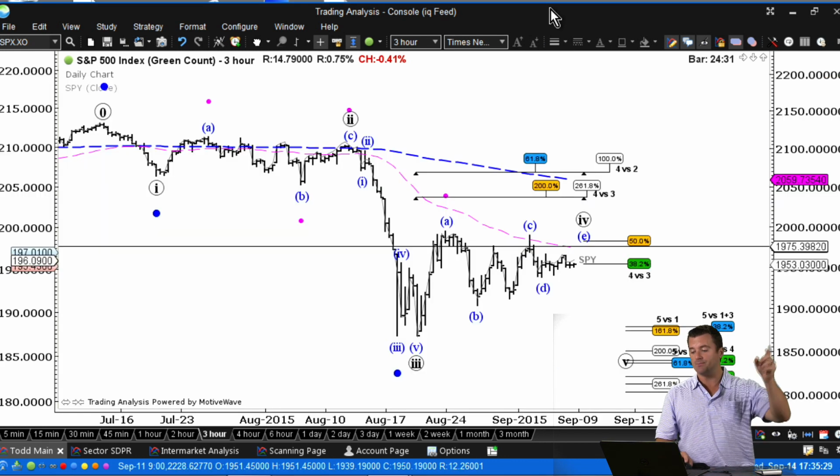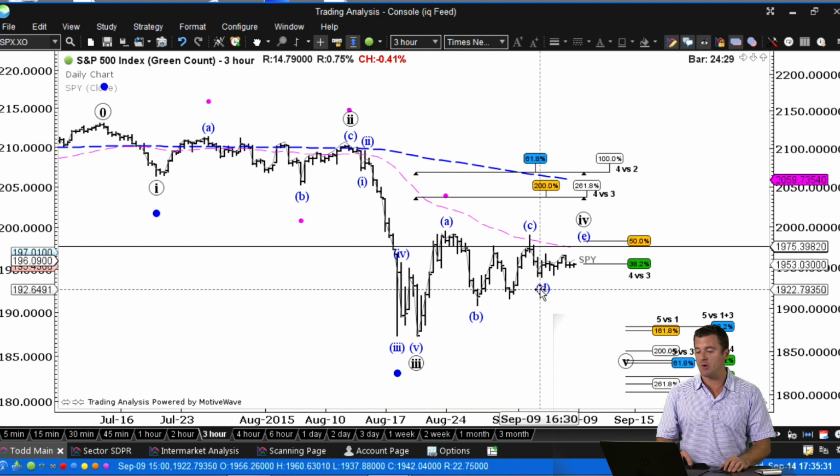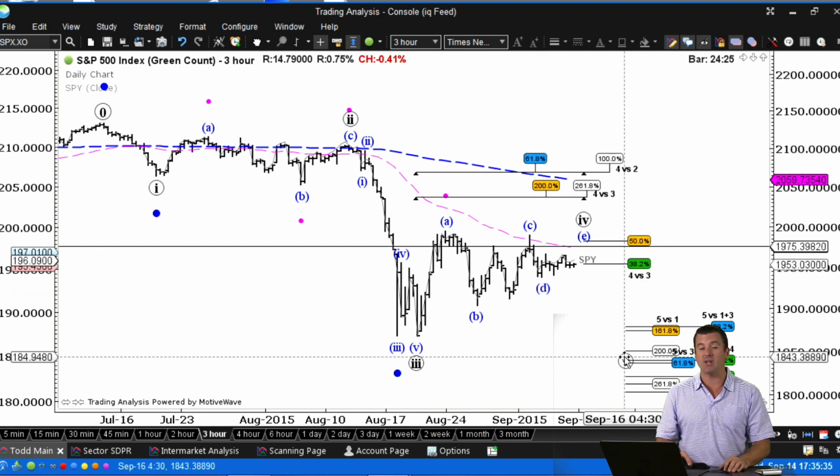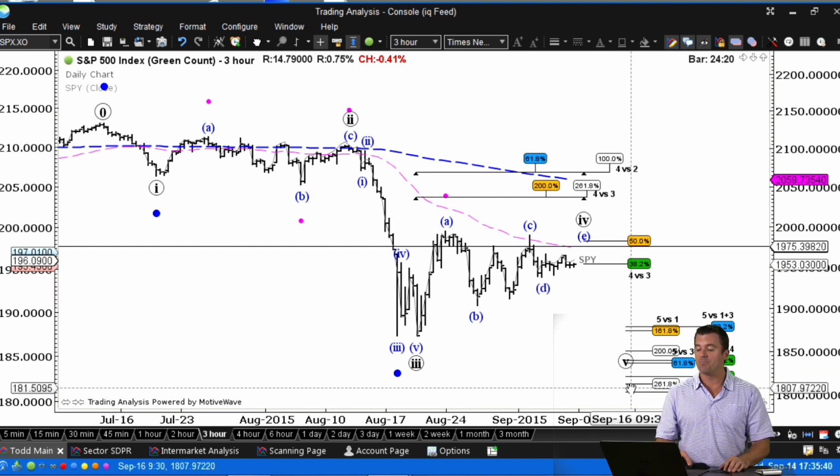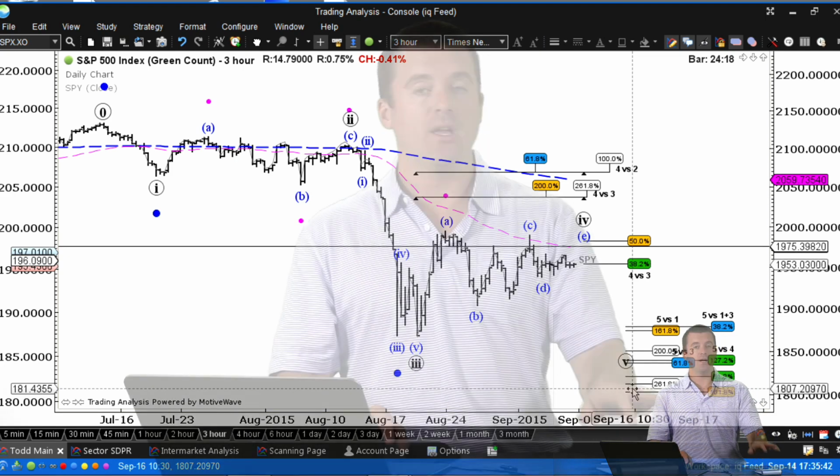That is not the margin department calling there for margin call. So we're going to look to try to get a little bit more directional on the downside right after the Fed reaching for that 1870 to 1800 target in the SPY.